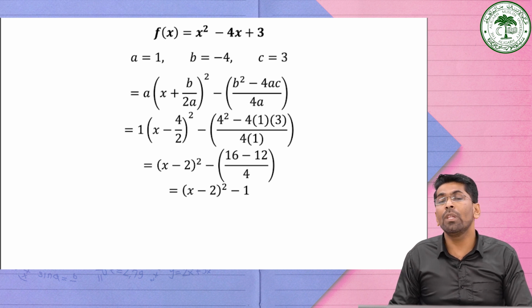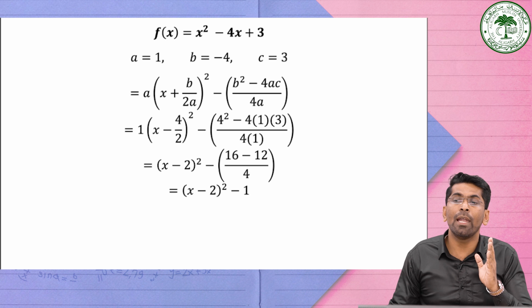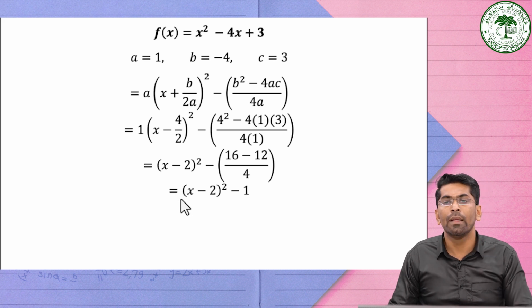To find out the maxima or minima value of a quadratic function in a complete square form, we can analyze the coefficient of the squared term. What is the coefficient of the squared term here? Here it is 1. The coefficient of the square term is equal to 1. That means here a is greater than 0.